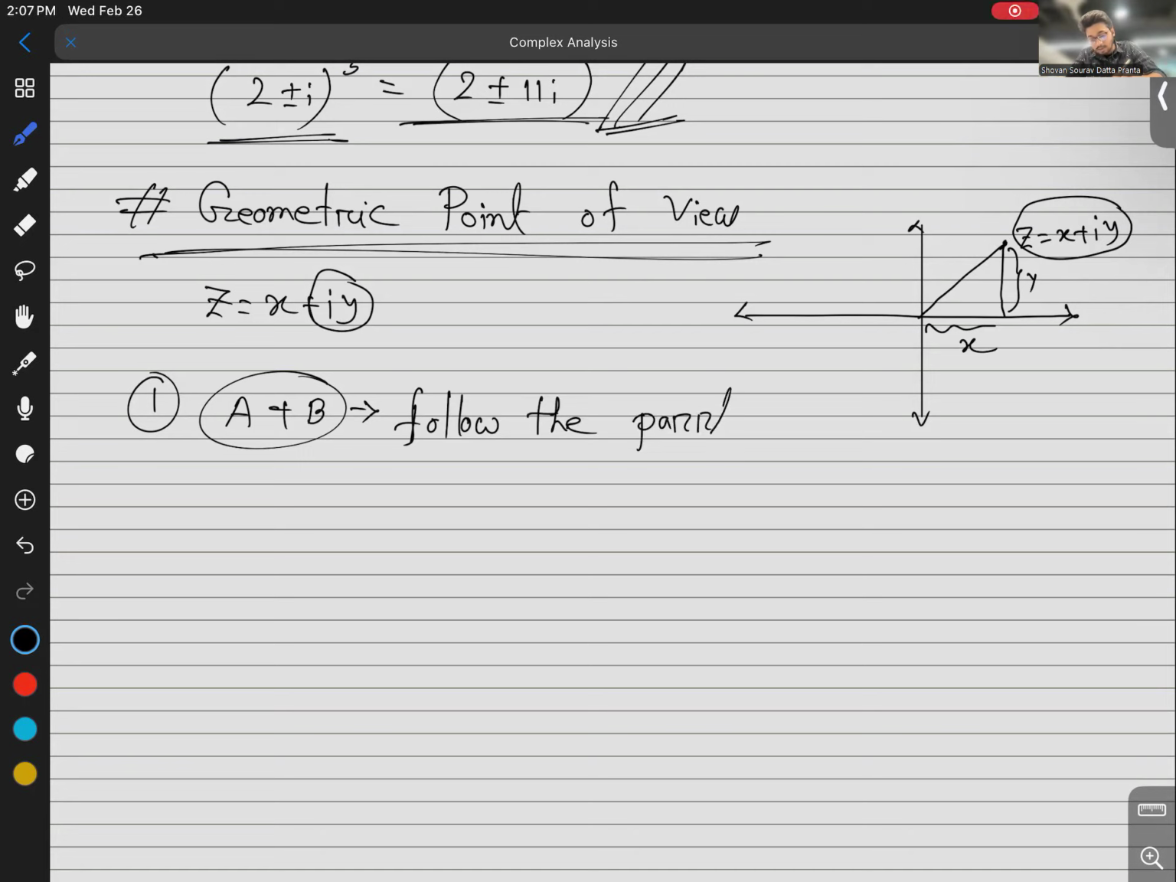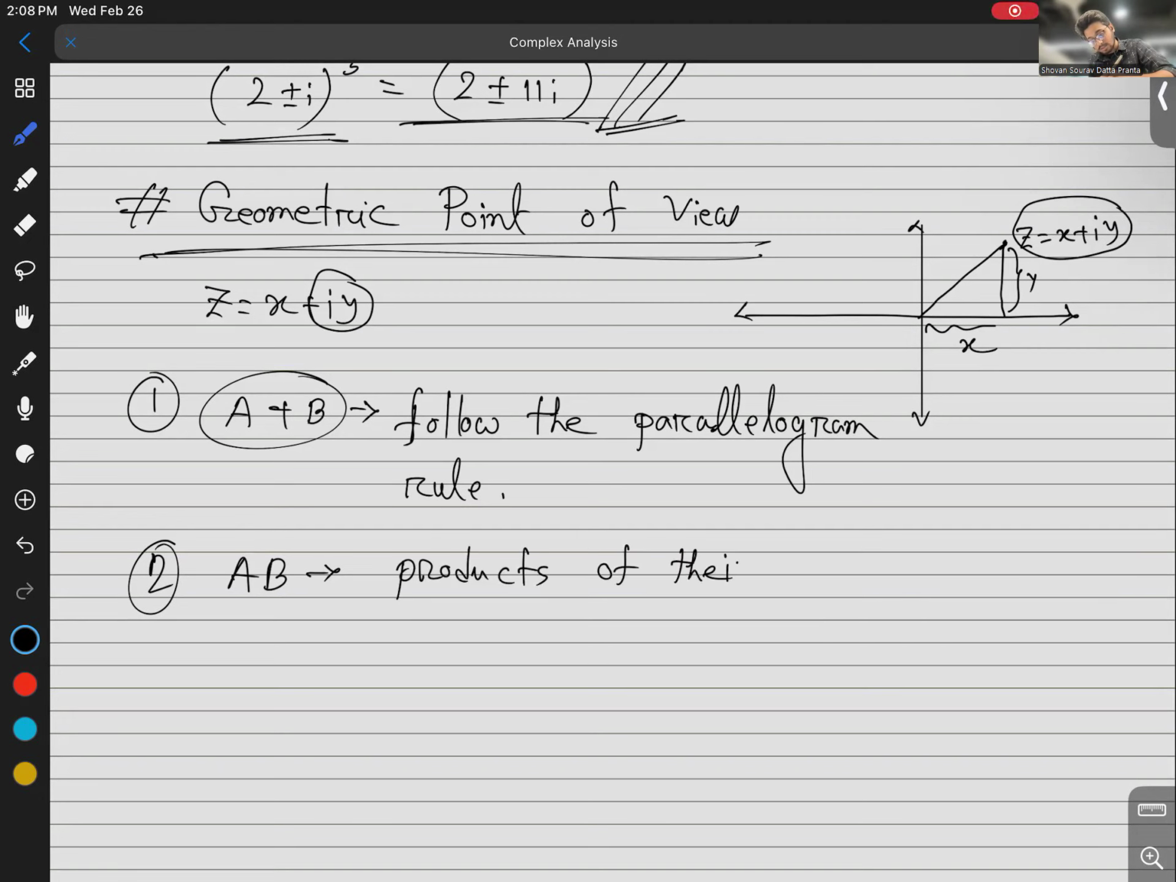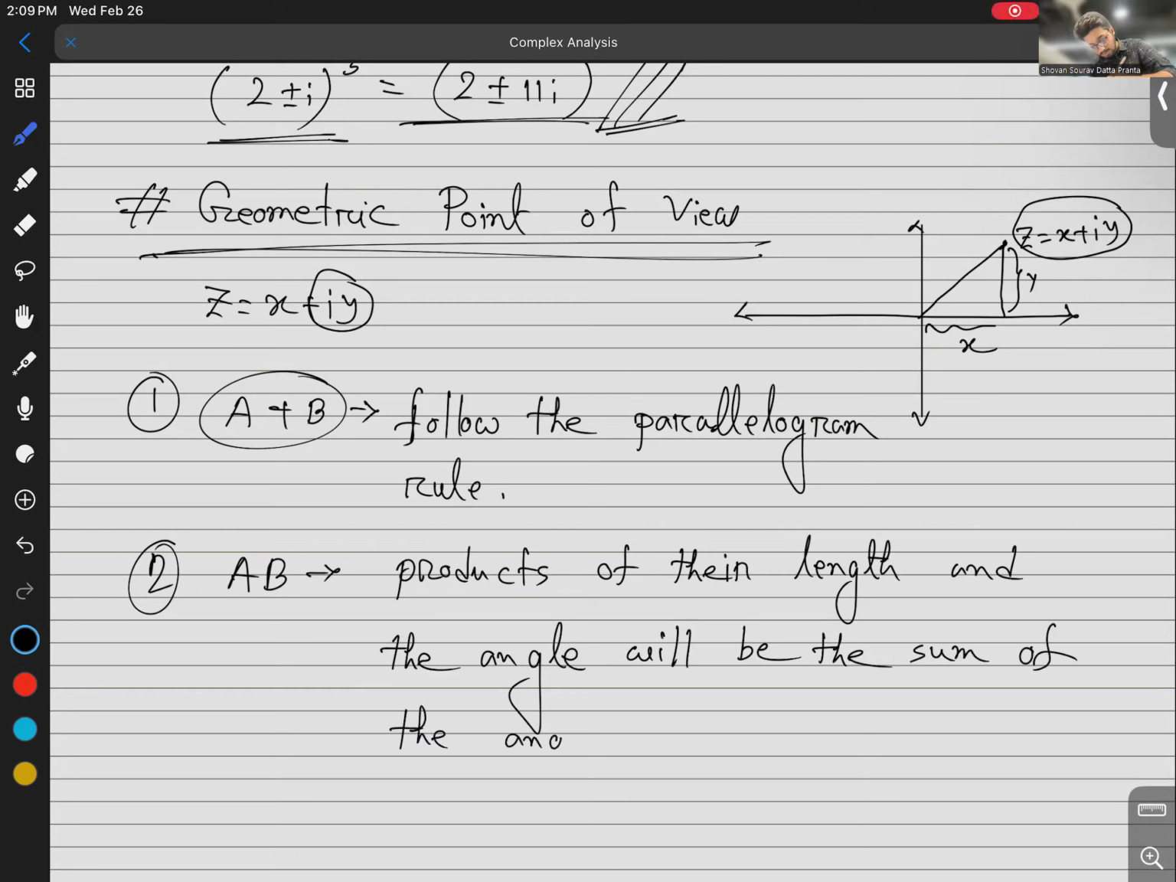the parallelogram rule. And then a times b will follow this: a complex number has some length, some magnitude, so their product will be the product of their lengths, and the angle will be the sum of their angles.